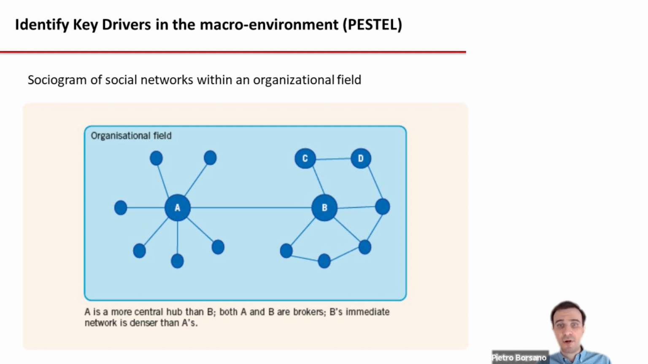The final concept is this brokerage concept. As you can see, company A and company B are in a brokerage position, meaning that A is linking its own network with B's network, and the other way around. So B's network is linked via company B to A's network. These are the three concepts which we analyze in this slide: the central hub position, the density of a network, and the brokerage between two or more networks.